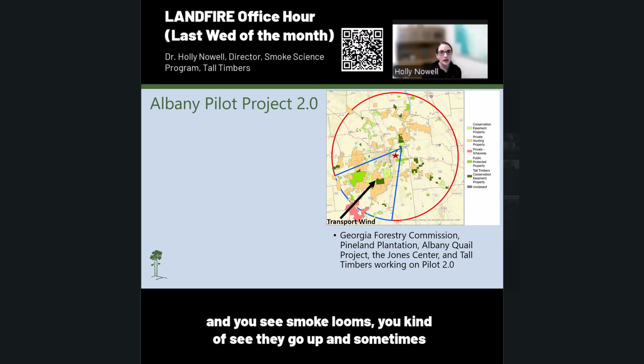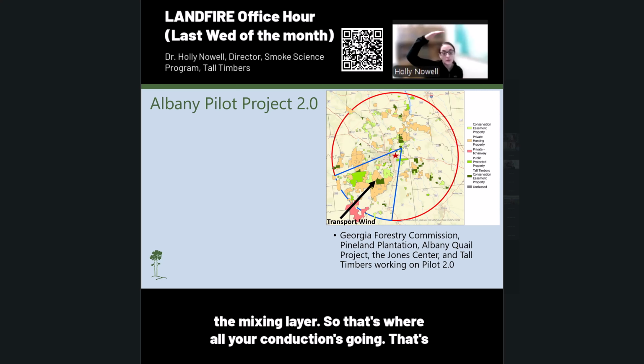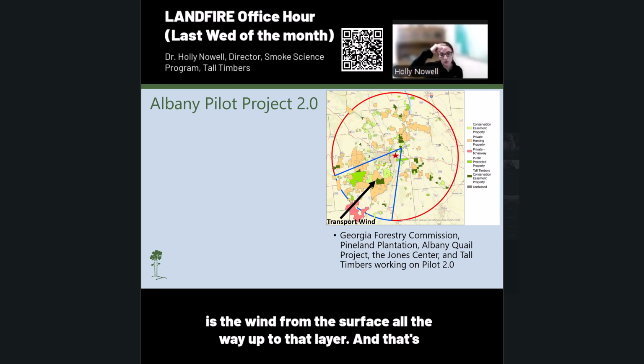If you've ever been out and you see smoke plumes, you see they go up and sometimes they stop and then they flatten out and go along. That's the top of the mixing layer. That's where all your convection is going. That's where the smoke in the air is mixing. And so that transport wind is the wind from the surface all the way up to that layer, and that's what's moving your smoke.